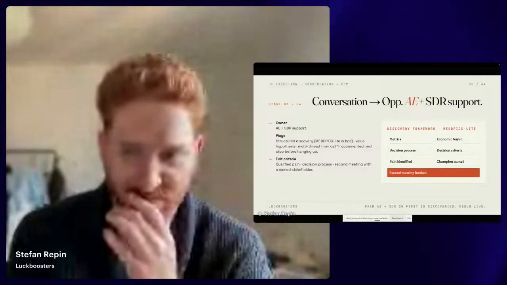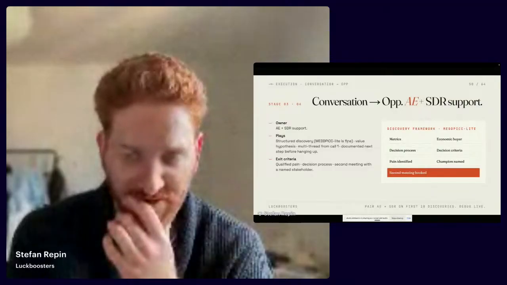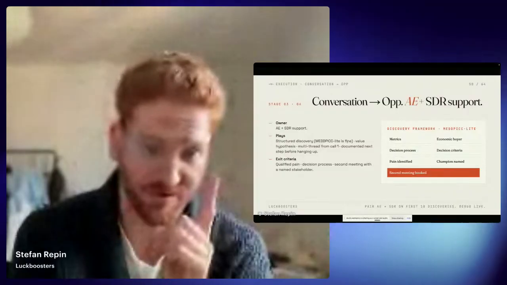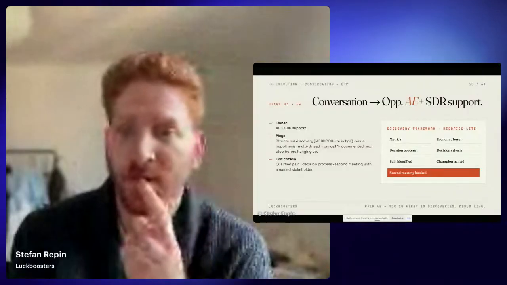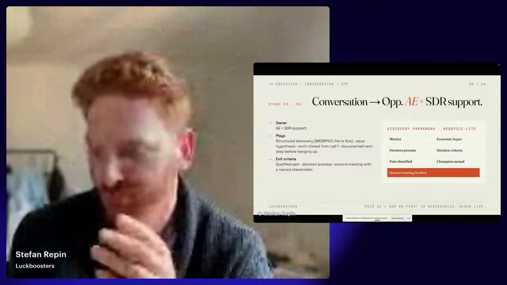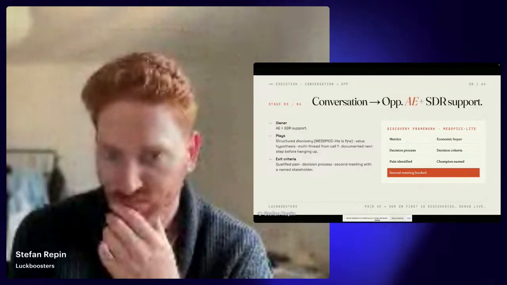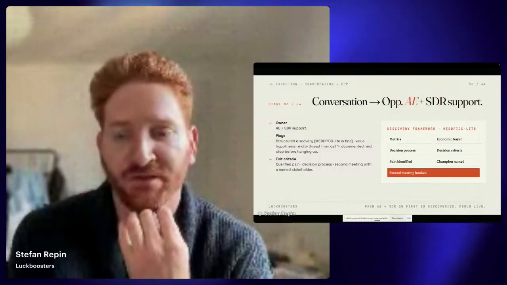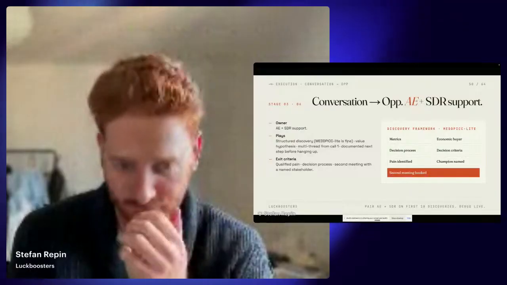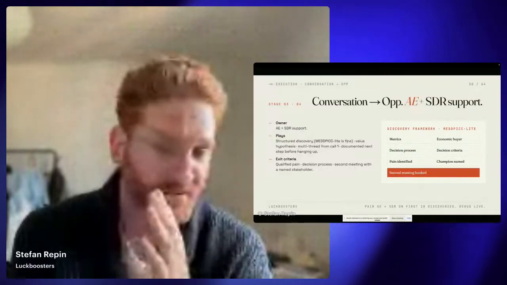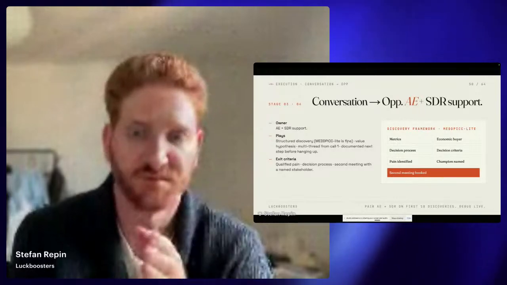Conversation to opportunity. The owner is the account executive with SDR support. Yet marketing is involved here as well. Structured discovery, value hypothesis, multi-threading from different mediums, and documenting the next step before hanging up. Exit criteria is qualified pain, there is a decision process, and there is a second meeting with the named stakeholder.